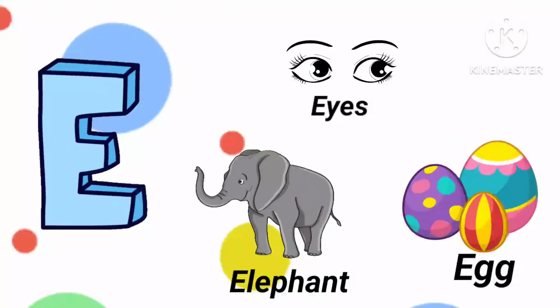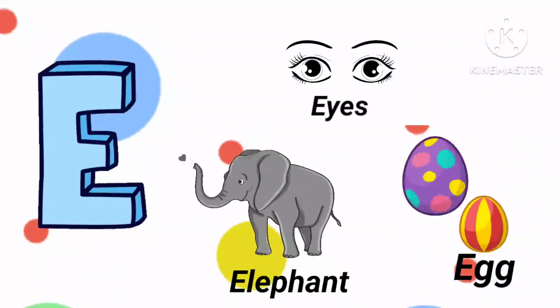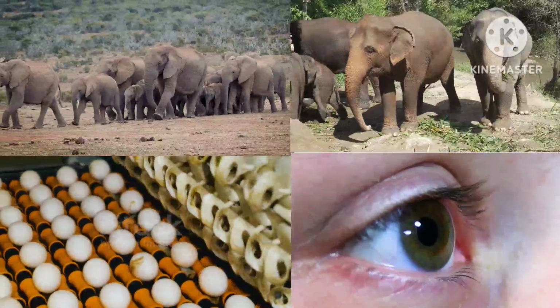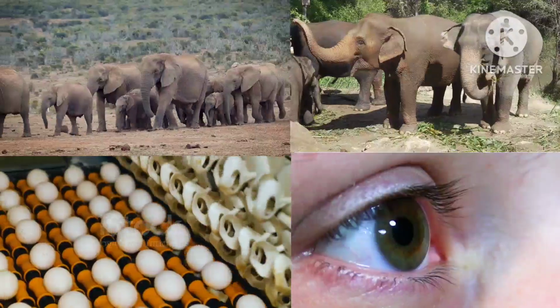E for eye. E for elephant. E for egg. Egg. Elephant.